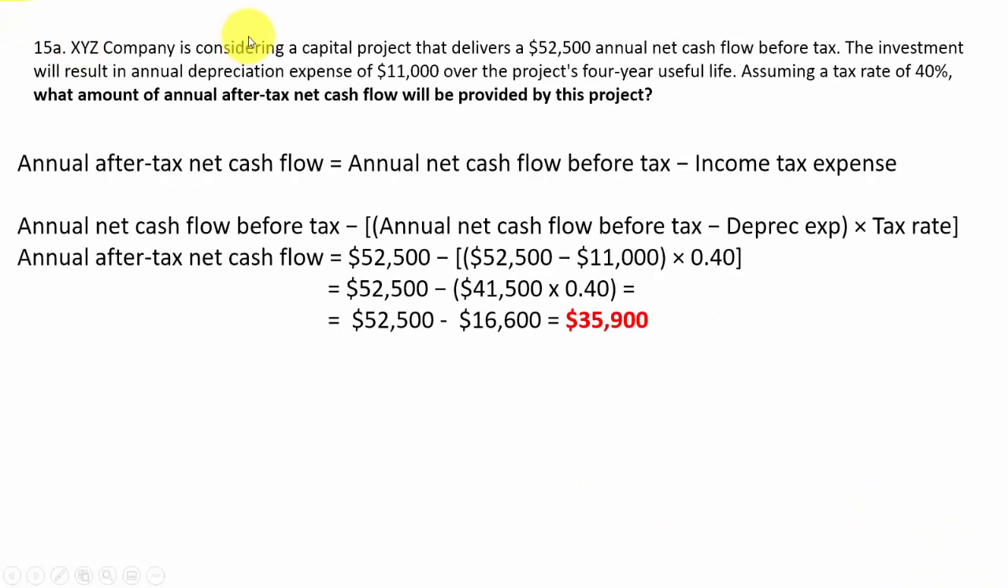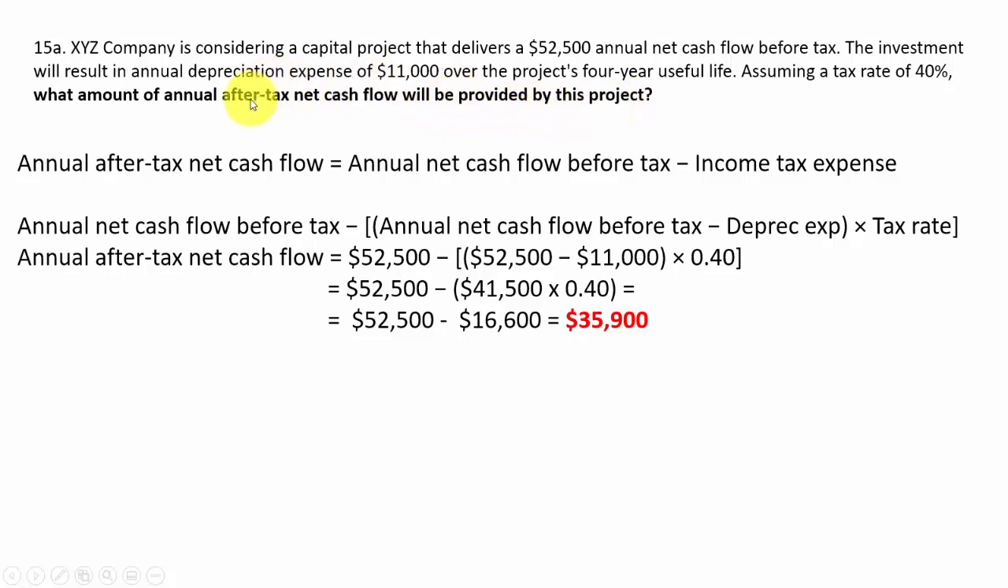XYZ Company is considering a capital project that delivers a $52,500 annual net cash flow before tax. This is before tax. The investment will result in an annual depreciation expense of $11,000 each year over the project's 4-year useful life. It didn't say each year, but I'm telling you it's each year. Assuming a tax rate of 40%, the question wants to know what amount of annual after-tax net cash flow will be provided by this project.